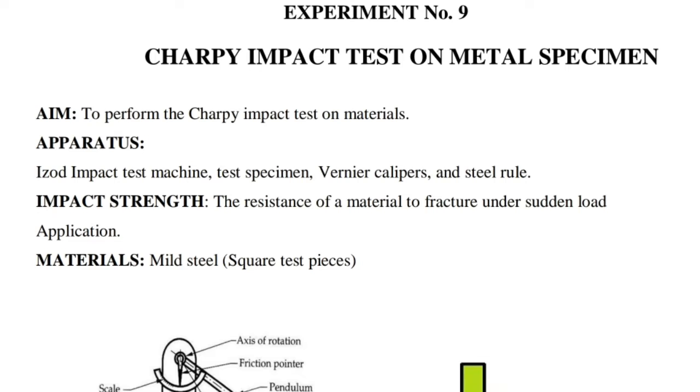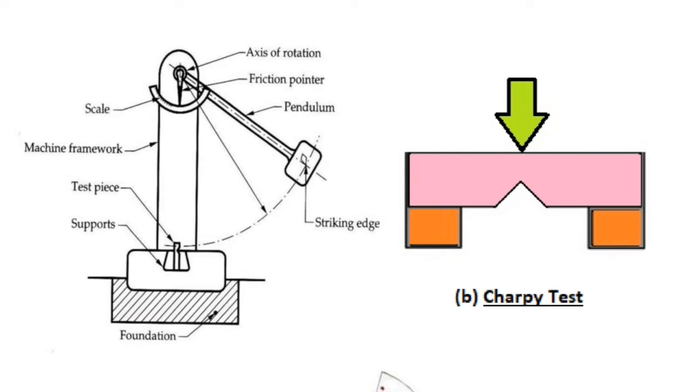Impact strength: the resistance of a material to fracture under sudden load. Materials: mild steel square test pieces. The figure shows you the impact testing machine and the Charpy test specimen.